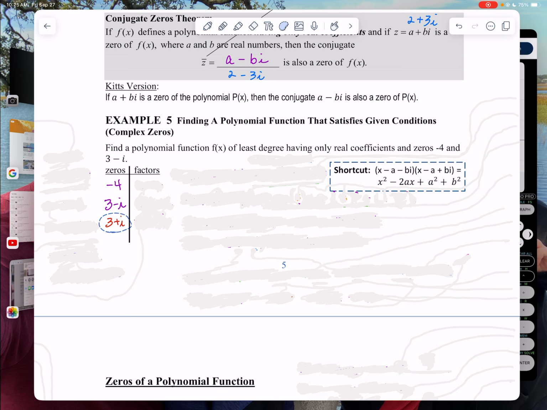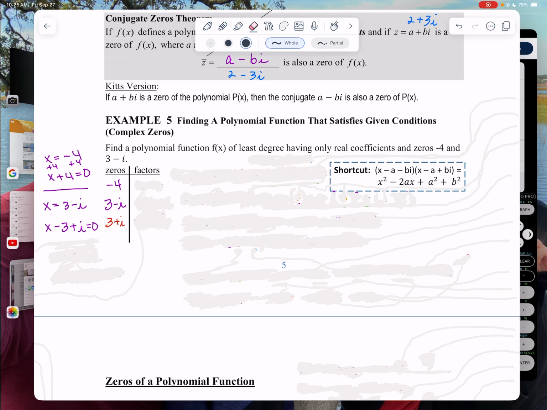Now we've got to change those into factors. So we know how to change the x equals -4 into a factor, right? We just add 4 on both sides. Okay, so now we're going to do the same thing with the 3 minus I. So I'm going to say x equals 3 minus I.